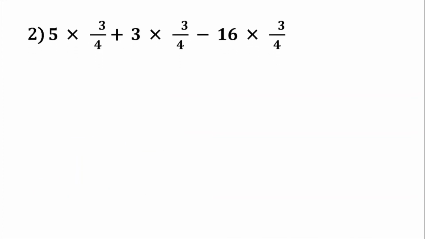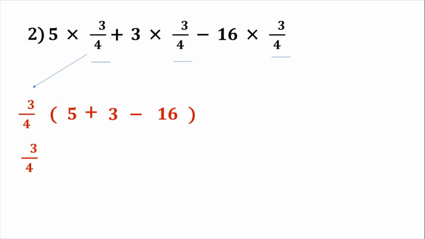Number 2. 5 times 3 over 4 plus 3 times 3 over 4 minus 16 multiply 3 over 4. As we notice that 3 over 4 is a common number, so we will write 3 over 4 times open bracket 5 plus 3 minus 16 close bracket. Then 3 over 4 will be multiplied by the bracket, which equals negative 8. So the final result will be negative 6.